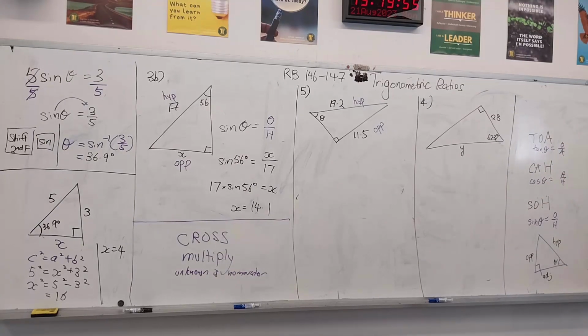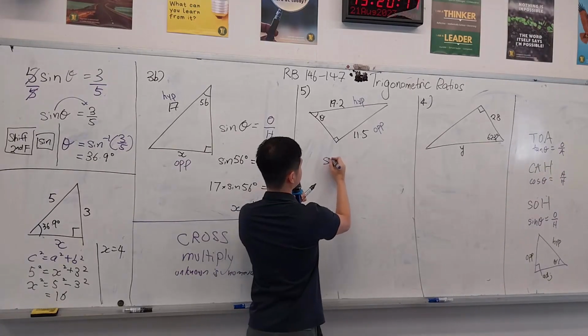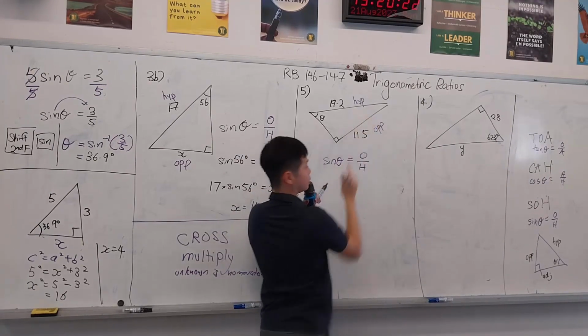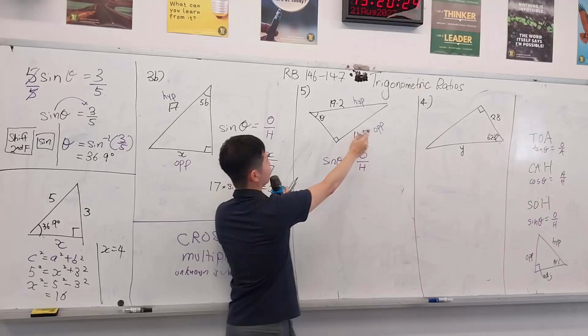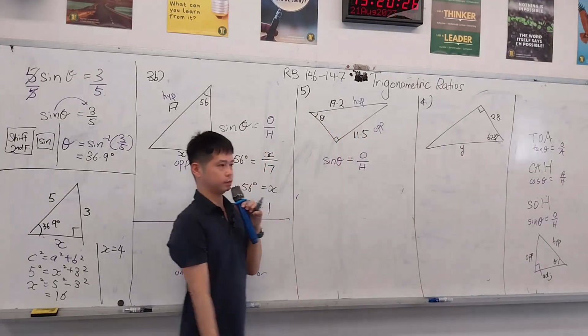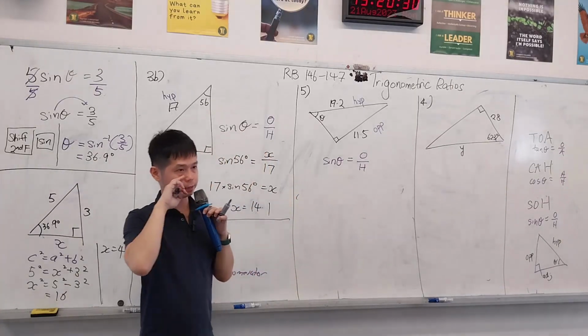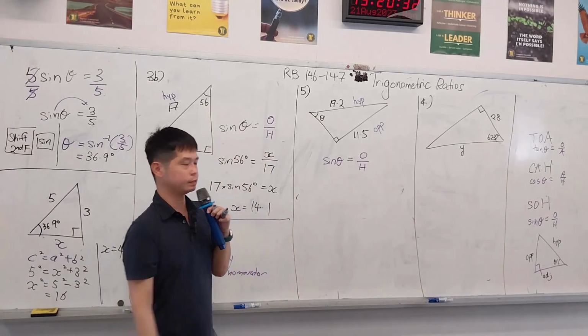Okay, now looking at that example here, which two letters are we looking at? O and H. So we have sine again. Sine theta equals opposite over hypo. First step was again to label O, H, and adjacent. Second step, write down the formula. And the last step is the easiest, just plug in the numbers.